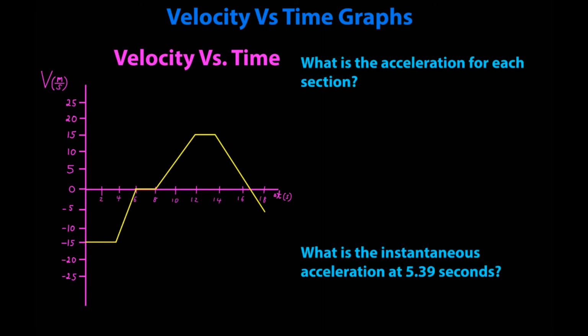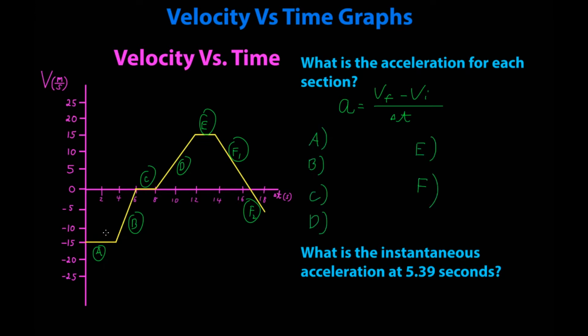Speaking of acceleration, that's our next question. What is the acceleration for each section? So to start, let's bust out our acceleration formula, which is acceleration is change in velocity over time, which is Vf minus Vi over delta t. I will keep the same section labels to avoid confusion.